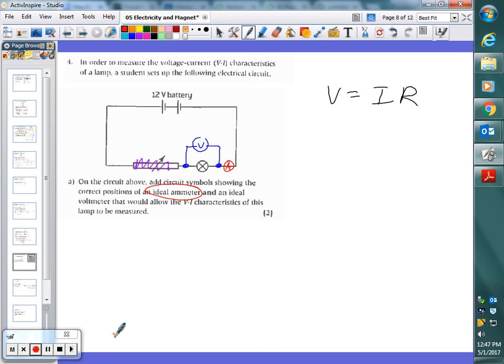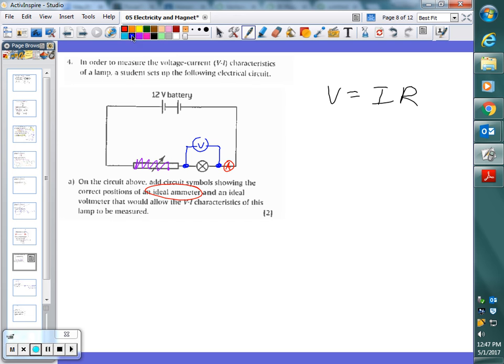Ammeter measures current, just like amps, right? That's the unit the current is measured in. So we always measure current in series. So in this case here, the ammeter needs to be part of the circuit, and that's why I drew it in that spot right there.